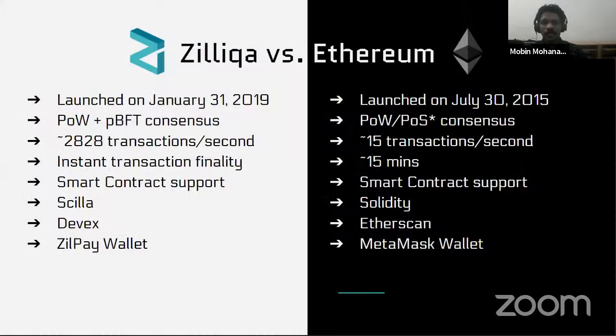And here's a mere comparison between Zilliqa and the other famous public blockchain, Ethereum. Zilliqa launched on January 31st, 2019, and it uses proof of work combined with PBFT consensus, unlike the proof of work and the proposed proof of stake consensus in Ethereum. Comparing transaction rates, you can see how Zilliqa's transaction rate or throughput is much higher compared to Ethereum. Zilliqa also provides instant transaction finality compared to Ethereum's probabilistic nature.